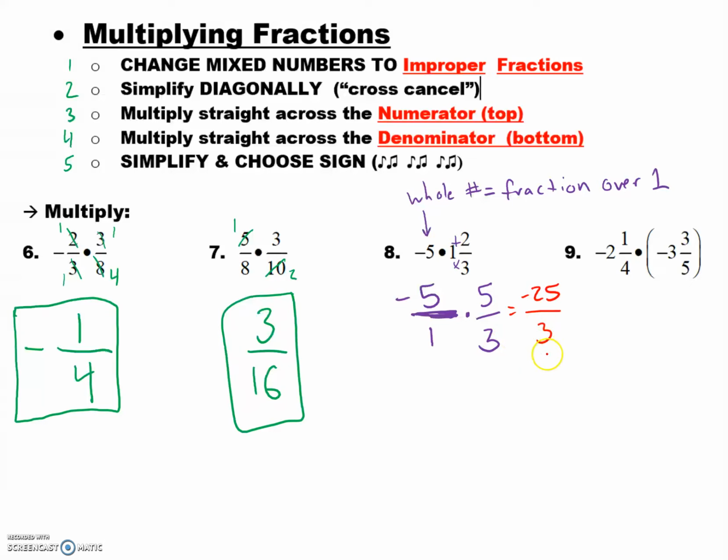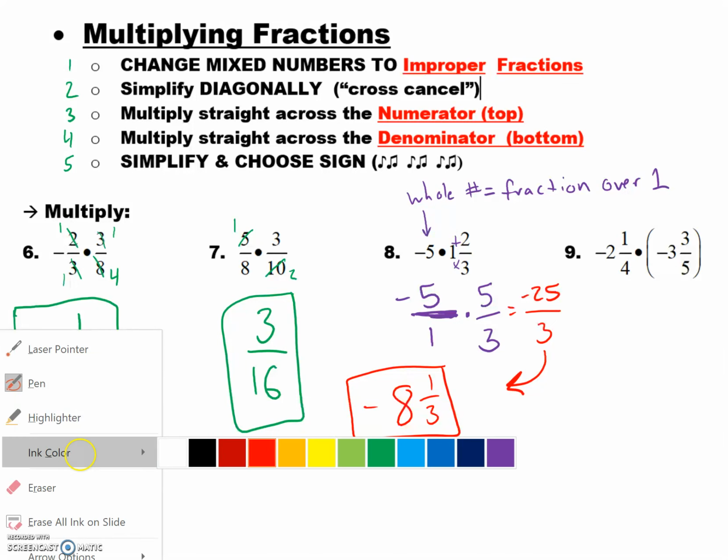Now, what are we going to do with that? Well, we want to go ahead and simplify that. 3 goes into 25 8 times with a remainder of 1. So that becomes negative 8 1/3. Why negative? Because when we simplify and choose our sign, same sign, positive, different sign, negative. They're both different signs, right? Negative 5, positive. Coolio? All right, let's go ahead and do the last one.